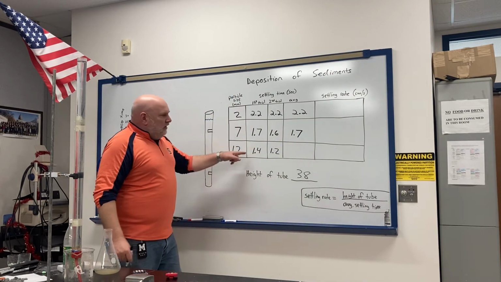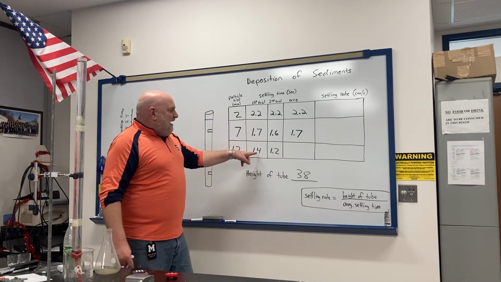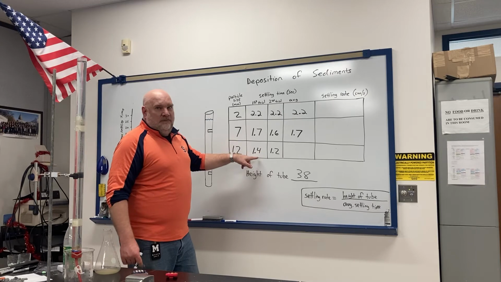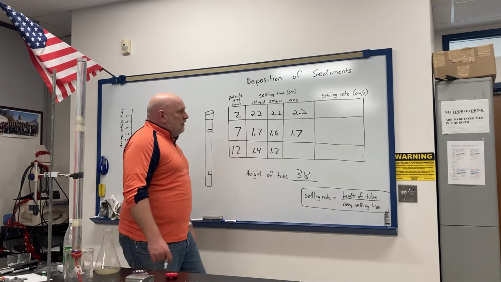And the last one here, I'm going to let you do on your own. So I'm not going to do that one for you. You need to find the average of 1.2 and 1.4. So you add them together, hit equals, and divide by 2. That gives you the average.